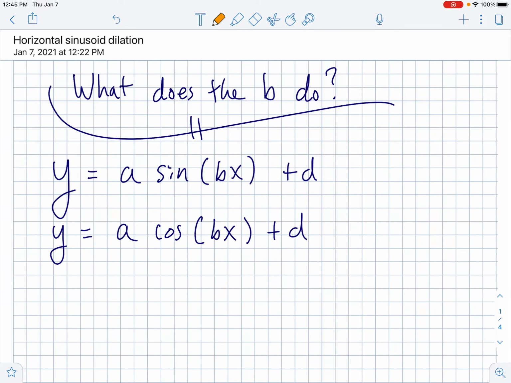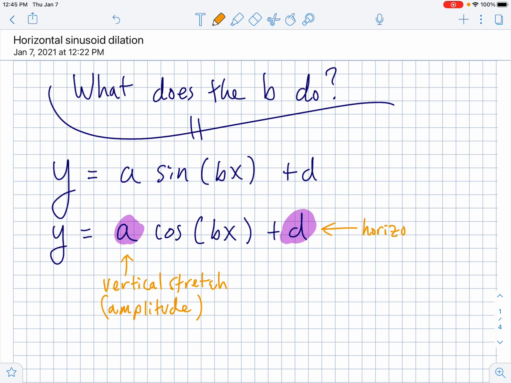All right, IBSL1. We're back with a shorter video to talk about what the B value does in the equation. So far, we've talked about the A value and the D value. Just a quick reminder that this affects your vertical stretch, which in terms of a sinusoid means that it affects the amplitude of the curve.